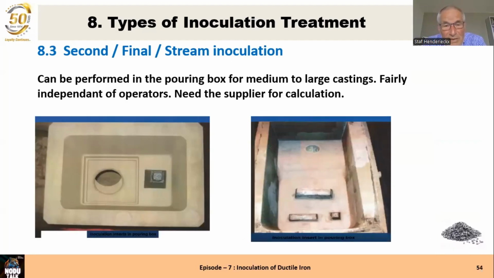There is another possibility, it's not stream inoculation, but anyhow it is. That is when you use a pouring box, you can add some inoculant over there. You see at the left side it's one, at the right side it's three, a bigger one, a smaller one, and a very small one. This is a system that is independent from the operators, but you need the guidance of the supplier for these things, because they must dissolve properly and not at once, not too late. But it's a good system, and for medium-sized castings, it's many times used.